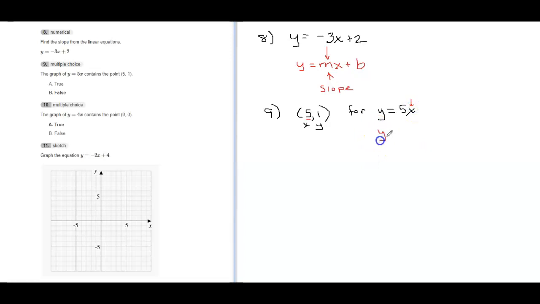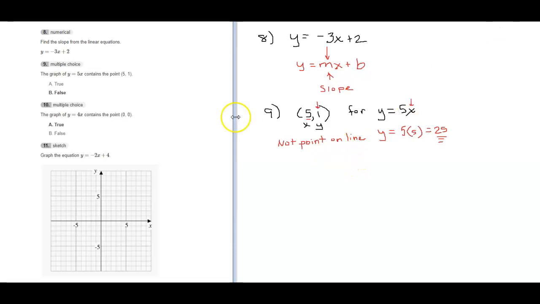If you plug it in for x, you get y equals 5 times 5, and 5 times 5 is 25. Now check your answer here. 25 is y. Do you have a 25 here? No. That's why (5, 1) is not a point on the line. It's not a solution for this equation. Okay, that's how you figure that one out.